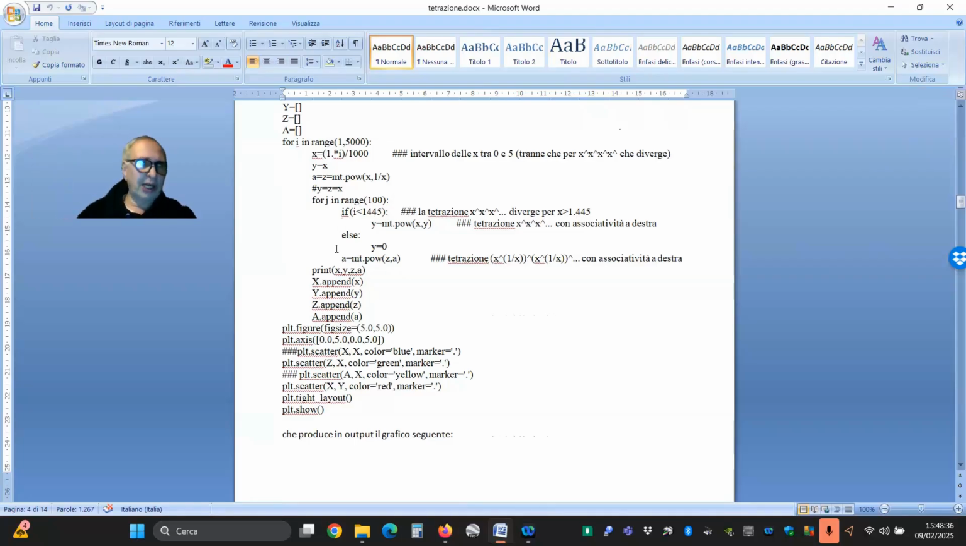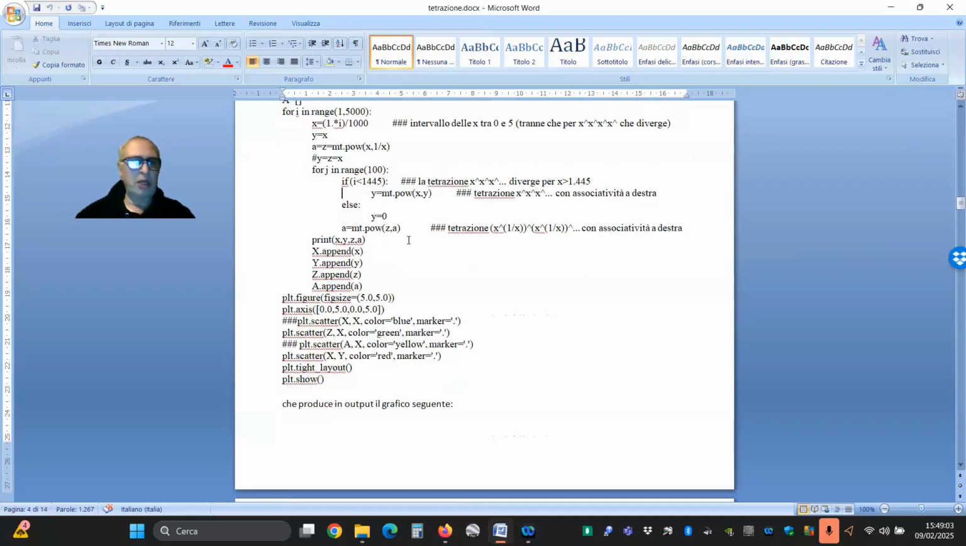And here you can see a somewhat strange condition. The condition is that the I must be less than a value of 1445. Where does that come from? Well, it comes from this. In the first tests I did, it was noted that as soon as this value of x was exceeded, that is, the value x equals 1.445 corresponds to this, the tetration immediately diverges. So from a completely heuristic point of view, that is, what comes out of the tests from the calculation, this little number pops up that prevents us from calculating the tetration for higher values.